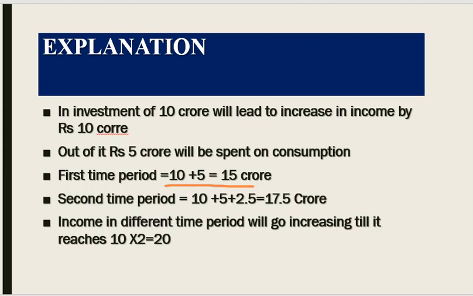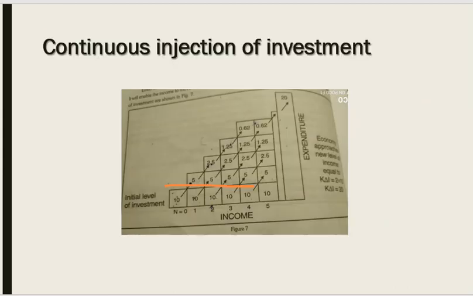Income in different time periods will go on increasing till it reaches 10 into 2, which is equal to 20. So here we see this 10 crore, because the marginal propensity to consume is 1 by 2, will reach the level of 20. In each time period, it will reach the level of 20 crore. Here we are making investment in every time period.